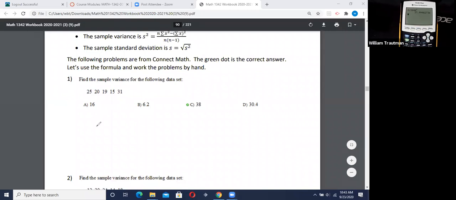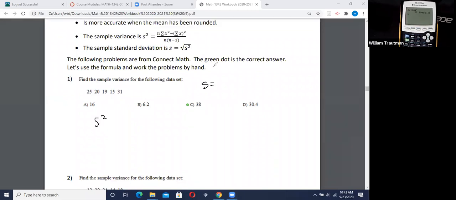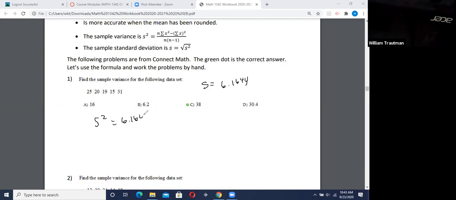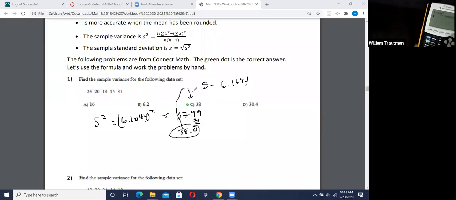So I'm looking for this, but I found this on my calculator: 6.1644. When I squared it on my calculator, I got 37.99. And if I round it to one decimal place, I get 38.0. There's my answer. So remember, for variance, you have to take the standard deviation and square it, whether it's population or sample.